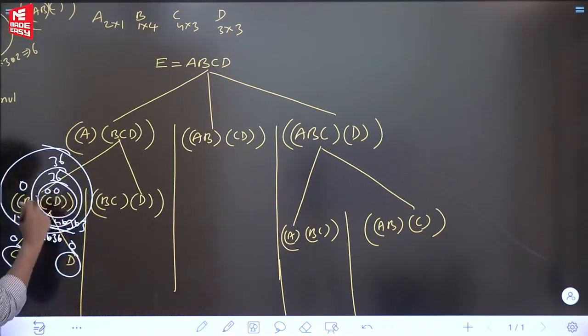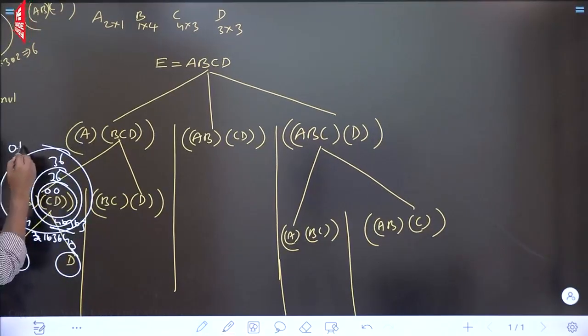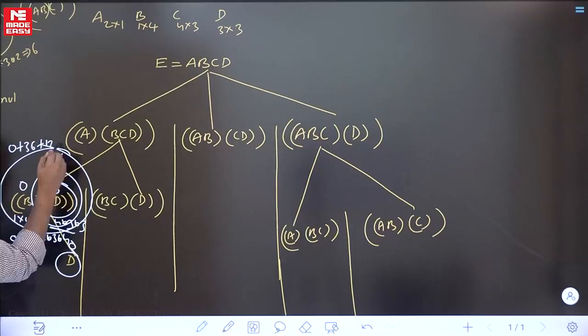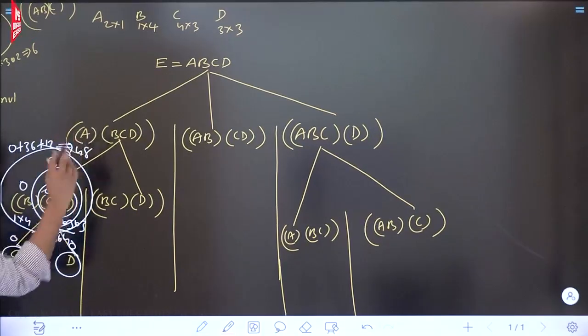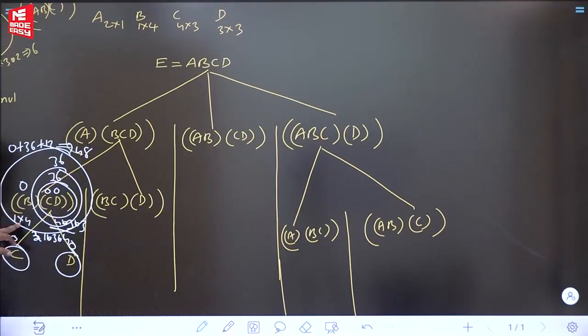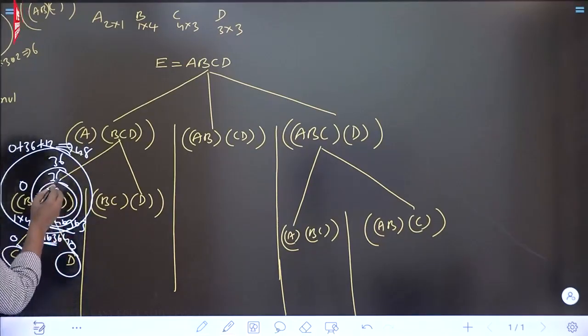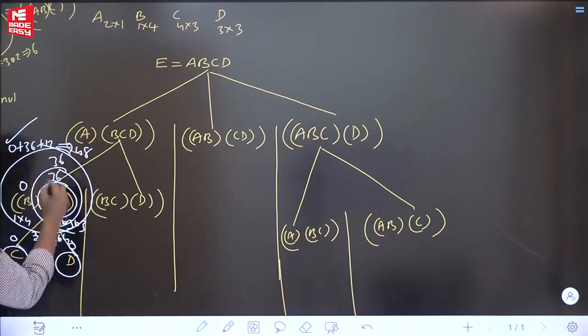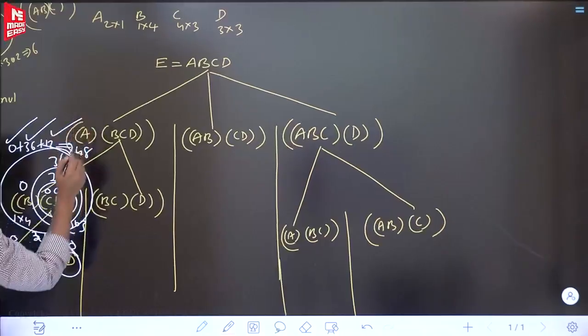To get the combined one, 1 into 4 means 12. So left 0 required, right 36 required, combined 12 required, total 48 required. Please check: B is 1 by 4, CD is 4 by 3, resultant matrix 1 by 3. Every element requires 4 multiplications, totally 12. So left 0, right 36, combined 12, totally 48.